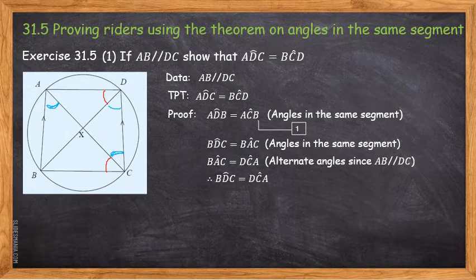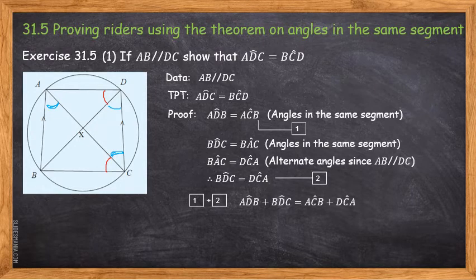අපිට transitive property එකෙන් බලන්න axiom එකකින් ගන්න පුළුවන් මේ BAC ට දෙන්නම සමාන නිසා මේ දෙන්නත් සමානයි කියලා. Let's take this as 2. Then let's add 1 and 2. Then you will get ADB plus BDC is equal to, the right hand side, ACB plus DCA. මේ දෙක එකතුවට සමාන වෙනවා.